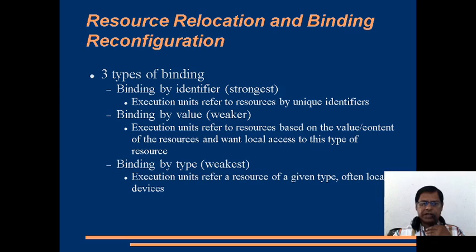There are three types of bindings: binding by identifier, which is the strongest, binding by value, and binding by type. These are the three types of binding reconfigurations we have. In binding by identifier, the execution unit refers to resources by unique identifiers.